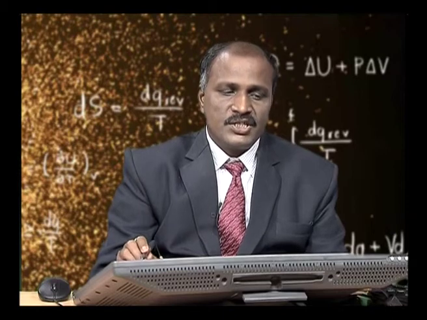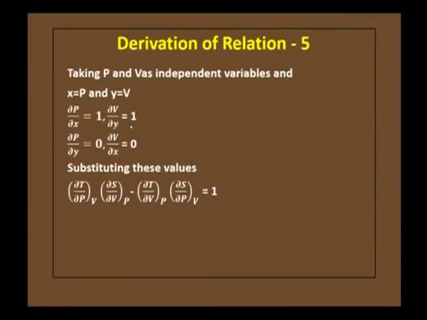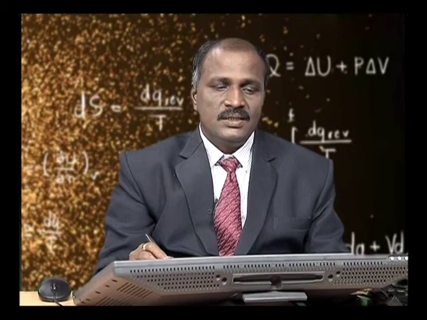And this is the fifth relation, taking x is equal to p and y is equal to v. We have ∂p/∂x is equal to 1, ∂v/∂y is equal to 1, ∂p/∂y is equal to 0, ∂v/∂x is equal to 0. So, substituting these values, we have ∂t/∂p into ∂s/∂v minus ∂t/∂v into ∂s/∂p is equal to 1. And this is the sixth relation, Maxwell thermodynamical relation.